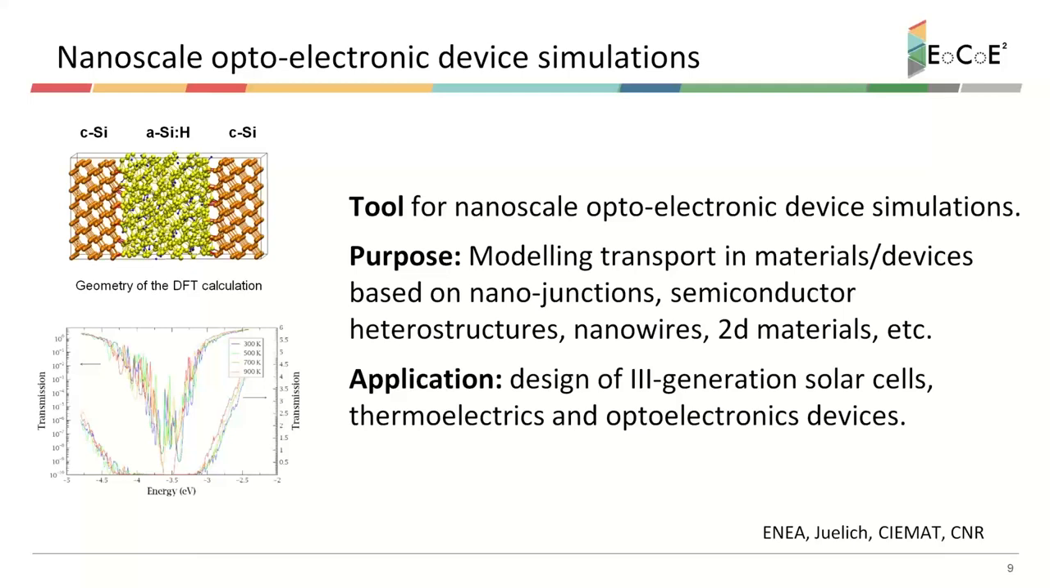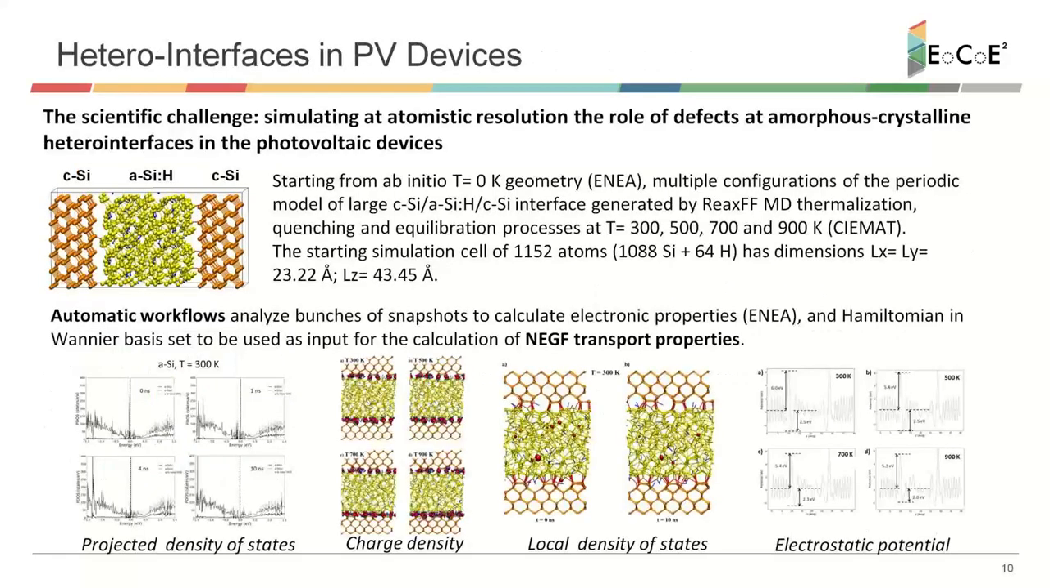For example, we are developing a tool for nanoscale optoelectronic device simulations, because the purpose of this tool is the modeling of transport in materials or devices based on nanojunctions, semiconductor heterostructures, nanowires, and 2D materials. This tool can have a very large application because it is possible to design the third generation of solar cells, thermoelectrics, or optoelectronic devices. This tool is based on a complex workflow that starts from an atomic scale. In this case, we are speaking about hetero interfaces in photovoltaic devices.